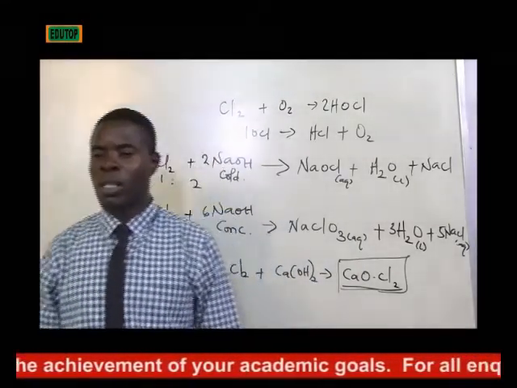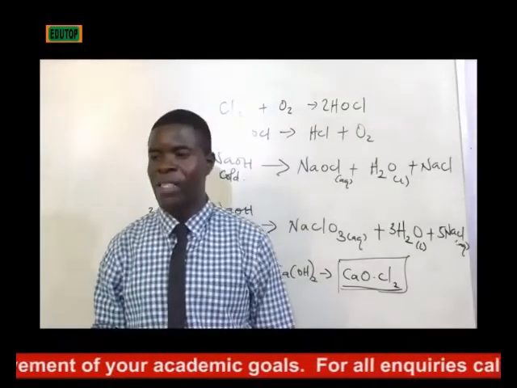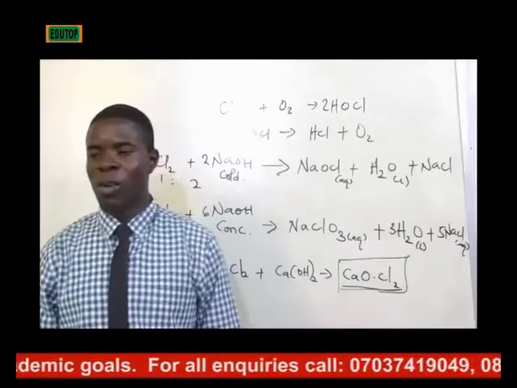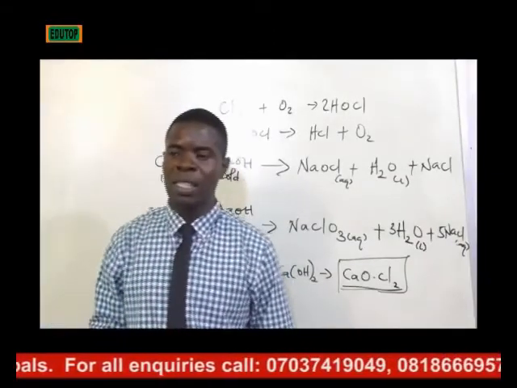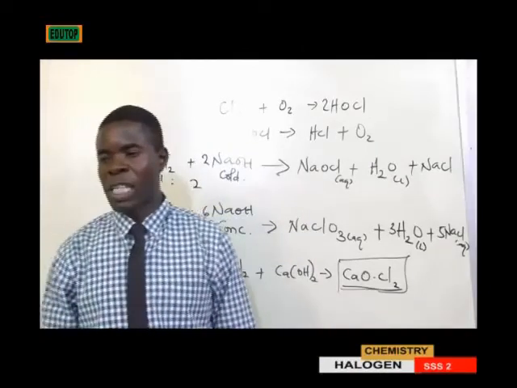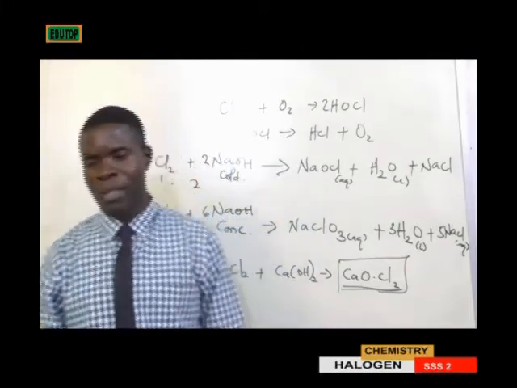Number 2, the bleaching action of chlorine in water is because chlorine is never a reducing agent. It is an oxidizing agent because it is an electron acceptor. Therefore, B is the answer because of its oxidizing property.